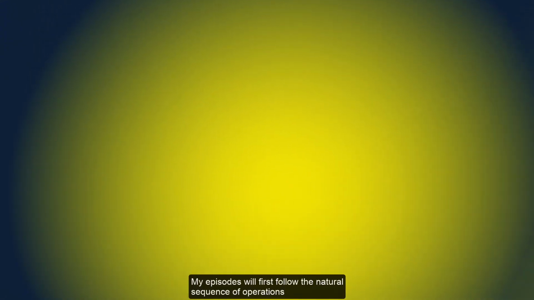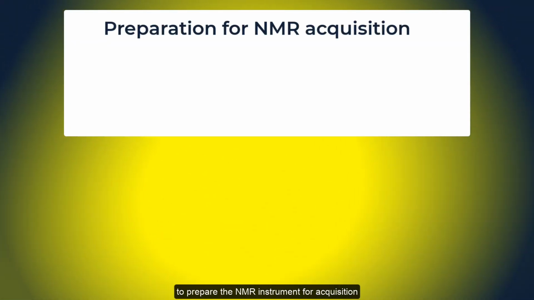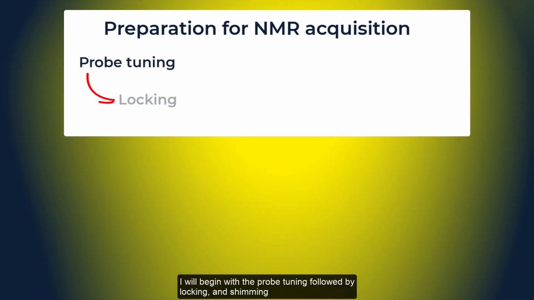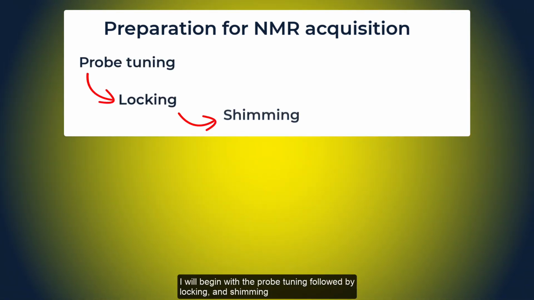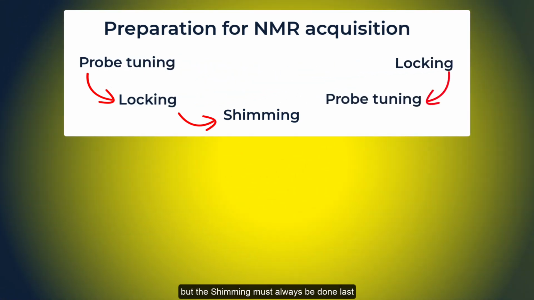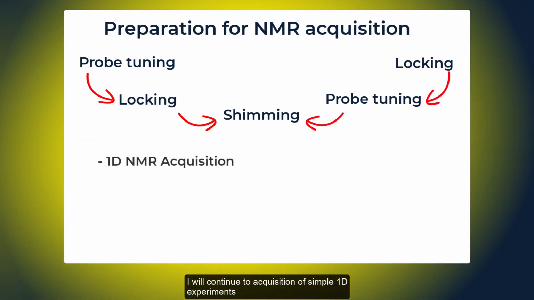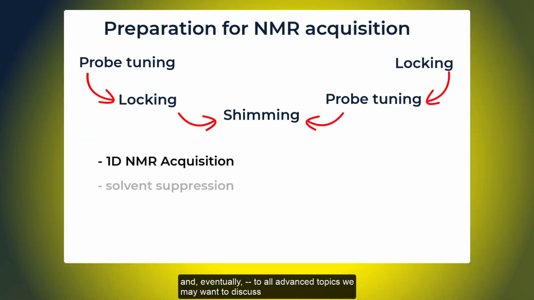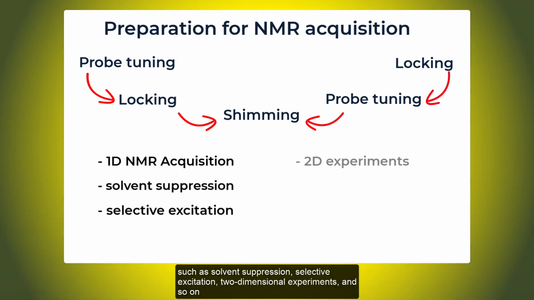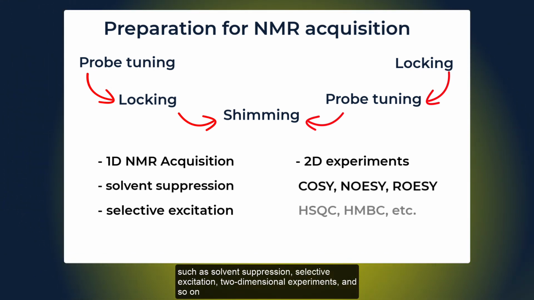My episodes will first follow the natural sequence of operations to prepare the NMR instrument for acquisition. I will begin with the probe tuning, followed by locking and shimming. Tuning and locking may be done in either order, but the shimming must always be done last. I will continue to acquisition of simple 1D experiments and eventually to all advanced topics we may want to discuss, such as solvent suppression, selective excitation, two-dimensional experiments, and so on.